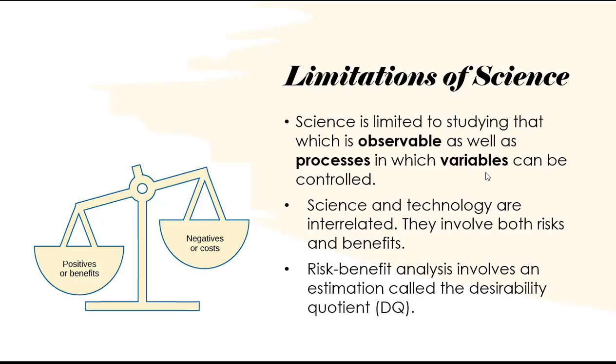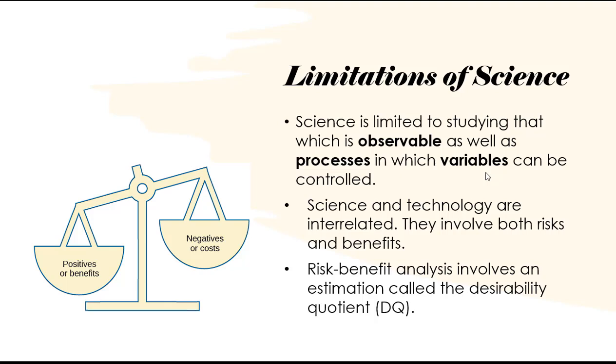However, most of science is highly limited. Science is limited to studying what is observable, and again, that is going to be a limitation of our technology, as well as processes in which variables can be controlled, right? Sometimes we can't control all the variables in an experiment, and what we may see happening may not be a result of our experiment, but a result of humidity or pressure or temperature or something else that we're not accounting for. This is why science using human subjects can be really challenging, because humans can have lots of different variables that are hard to account for.